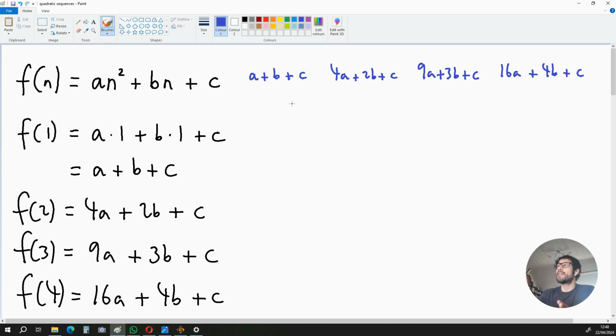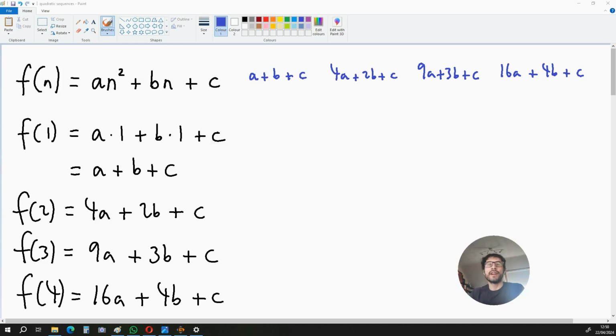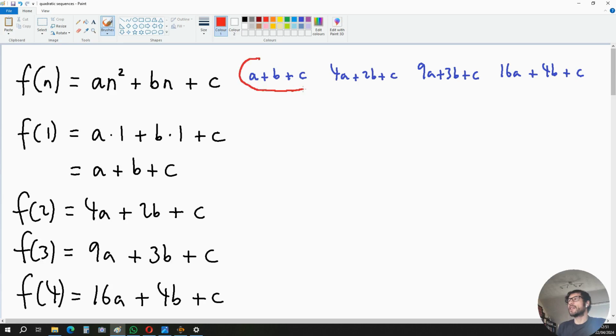Now we're going to find the differences between these four terms. We need to find the differences between these terms so that we can find all the values a, b, and c. Already we have the first result, okay? Because the first term of that quadratic sequence is going to be a plus b plus c. Okay, so here is the first term, and here is the second term. What is the difference between them?